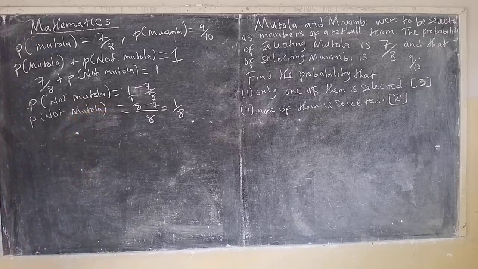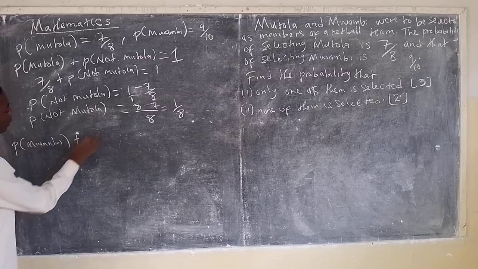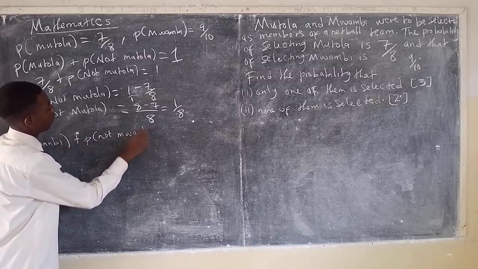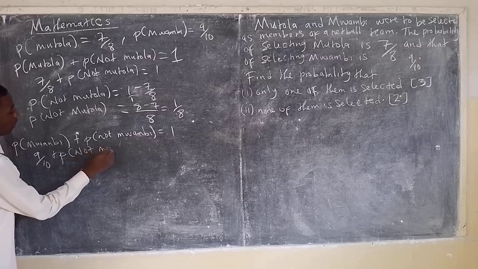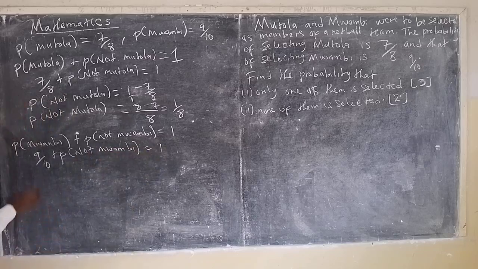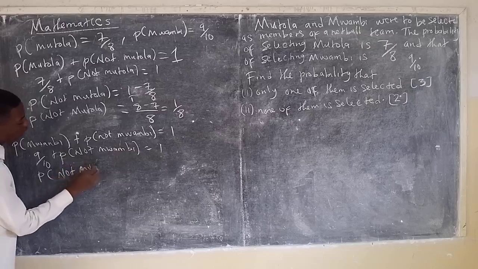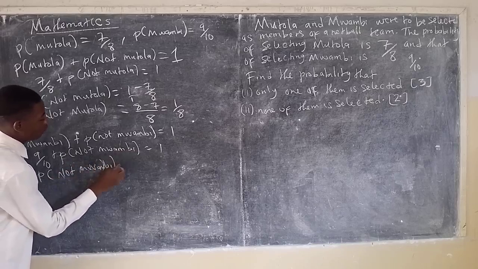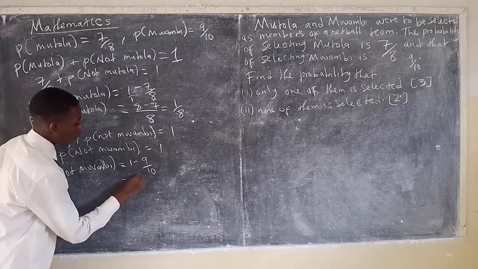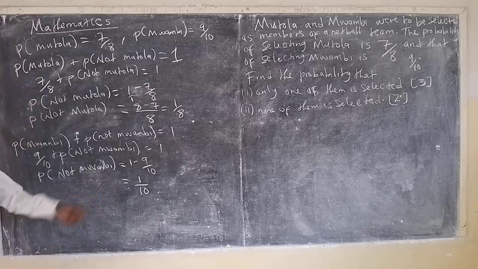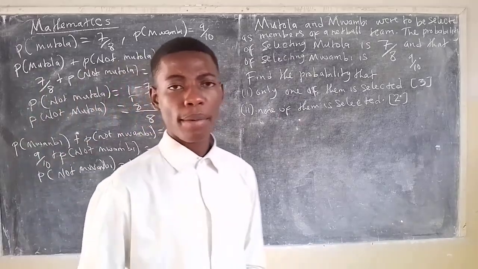If that is the probability of not selecting Mutola, then we also need to find the probability of not selecting Mwami. So the probability of selecting Mwami plus the probability of not selecting Mwami should be equal to 1. So 9 over 10 plus the probability of not selecting Mwami is equal to 1. Collecting the right terms, the probability of not selecting Mwami is equal to 1 minus 9 over 10. When we subtract this, we find that it is 1 over 10. So now we know the probability of not choosing each one.